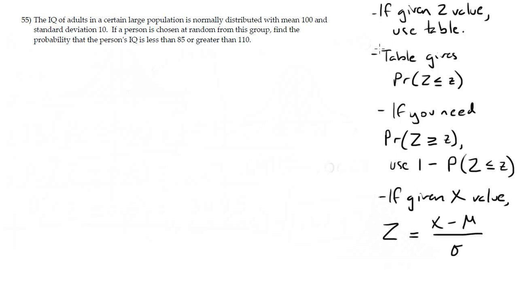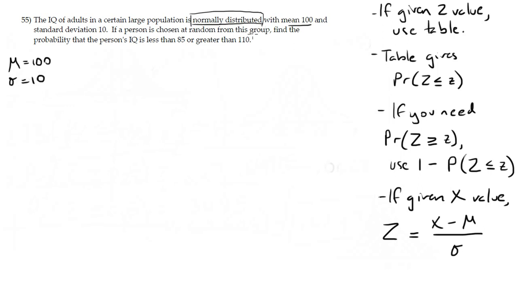Okay, 55, still a normal distribution problem, so I've left this information up here. And we know it's a normal distribution problem. One way we know is because we're told the data is normally distributed. So the IQ of adults in a certain large population is normally distributed. Mean 100. Standard deviation 10.